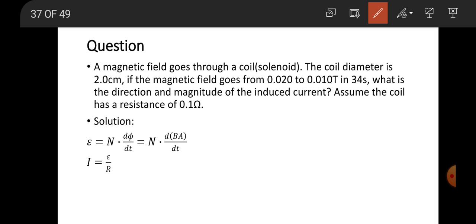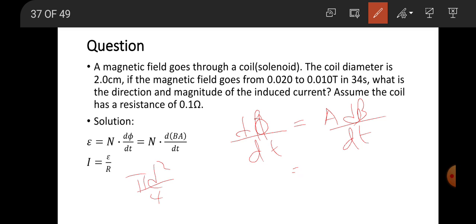Here we are asked to find the induced current. If we know the induced EMF, we can find the induced current. That won't be a problem. Since we are dealing with a solenoid, first of all, what is B? We are already given that. The EMF is the area times dB over dt, based on what I've shown you before. The area is not given, but we know that area is pi d squared over 4, since the diameter is given.